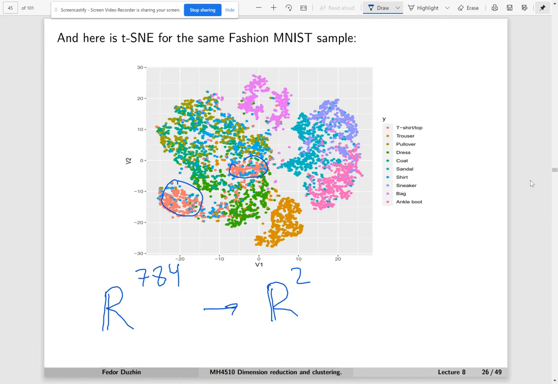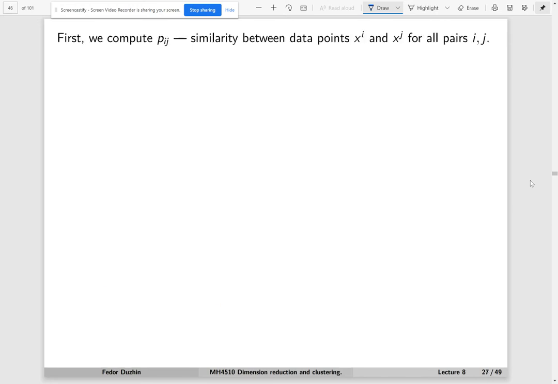So how does it work? Well, the idea is that if we have data points in R^p, then the first thing we are going to do is compute the similarity between two data points, for all pairs of i and j, right? And the trick here is that it's not simply the distance between these points, but something slightly different. The first thing that we're going to do is compute this p_{j|i}.